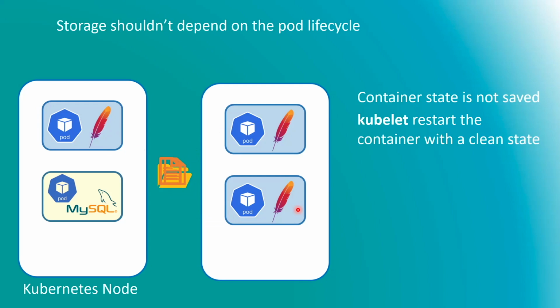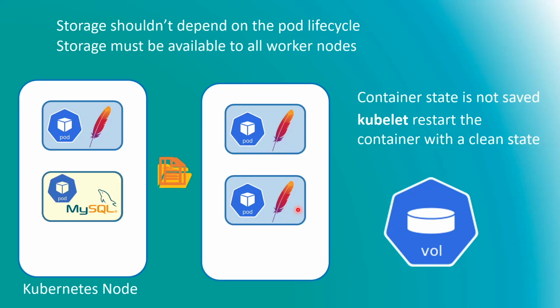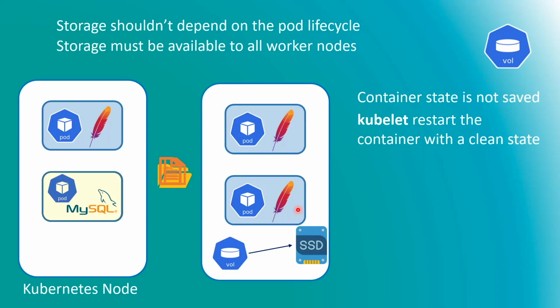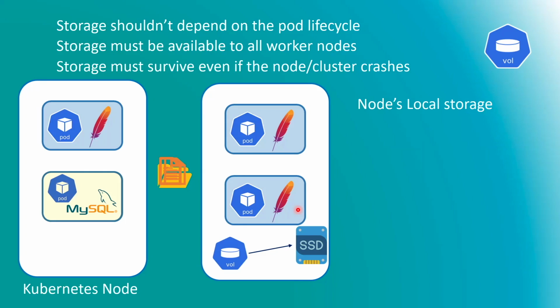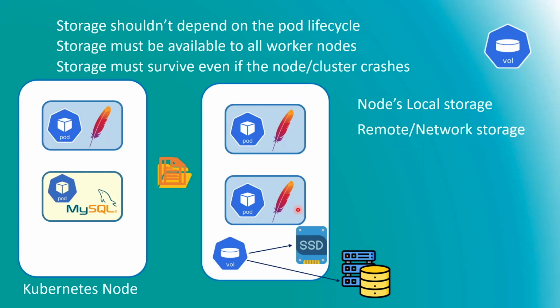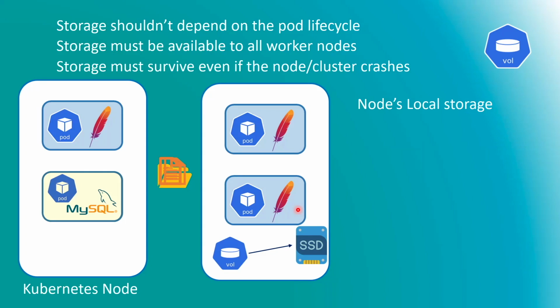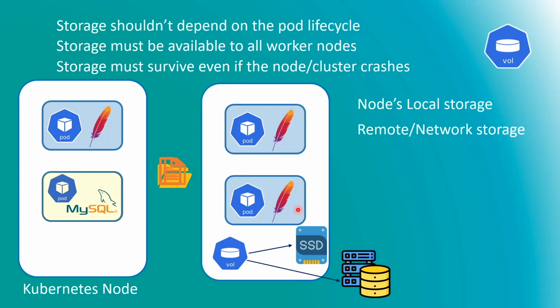And this leads to a requirement that my storage should not depend on the pod lifecycle. My storage unit must be available to all worker nodes. And the answer is Kubernetes Volume. This volume could be the physical storage inside the node, or the node's local storage, or it could be associated with a remote or network storage.